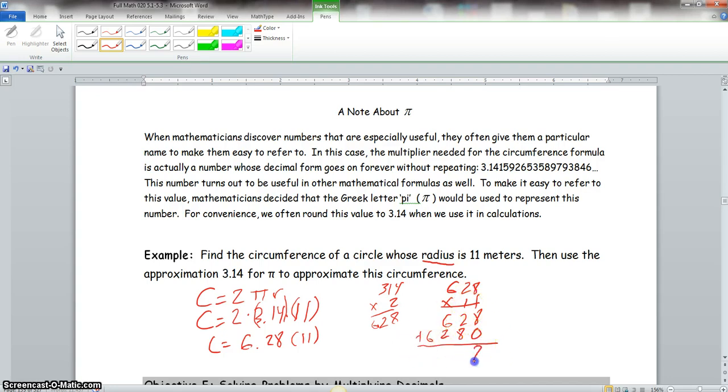So we add this up. We will have 8, this is 10, carry a 1. 1 plus 6 is 7, plus 2 is 9. And we'll bring down our 6. Now again, we only had 2 digits behind the decimal. So our final answer here would be the circumference is equal to 69.08. And remember, we started off with meters, so we'll end it with our unit of measure. And that's it for that problem.